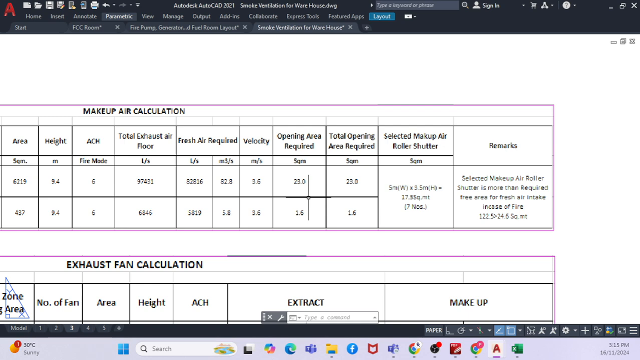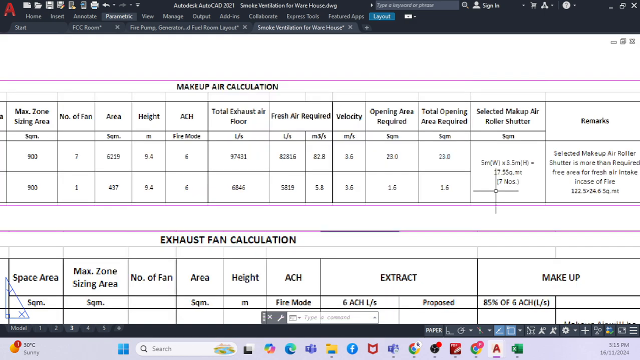So it is not necessary that you split it zone wise for makeup air. Only the exhaust we are splitting zone wise. Makeup air is open, so everywhere it will be available because you have seven doors. Number of fans, 7 fans. Also you can see that 7 numbers of roller shutter doors approximately, so it can give makeup to all the area, right?